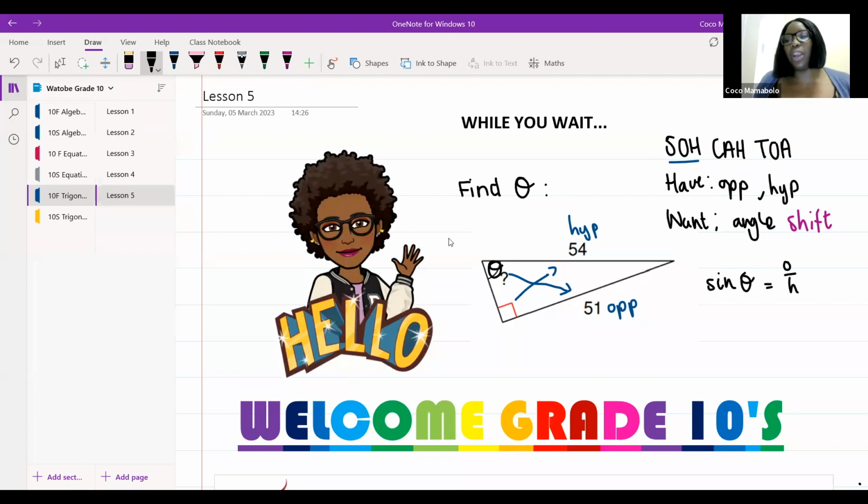The opposite over the hypotenuse. Okay, and we're looking for the angle today. So we're going to go, the sine of theta is equal to my opposite side, 51, over 54. And because I'm looking for the angle, I'm going to click shift on my calculator. Theta is equal to arcsine of 51 over 54. And I'm hoping somebody will help me out and punch this into the calculator and let me know what the answer for theta is.